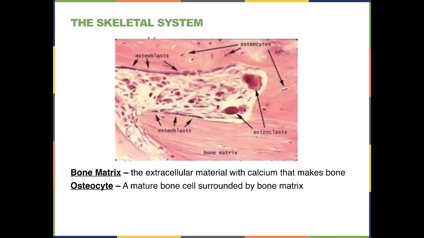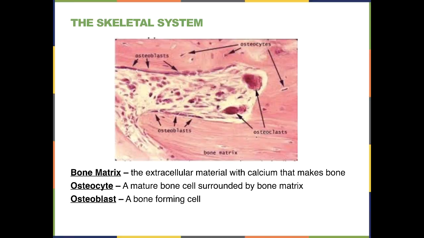The osteocyte, which is shown in three different arrows pointing at different osteocytes. These are mature bone cells that are surrounded by bone matrix, and they sit in a little cavern or a little cave called a lacuna.